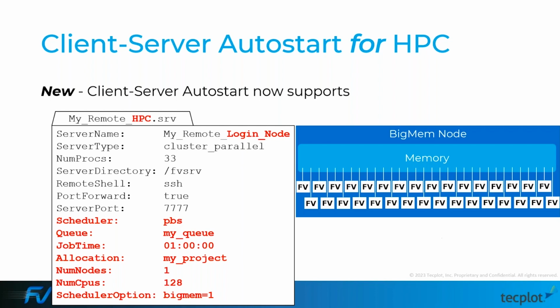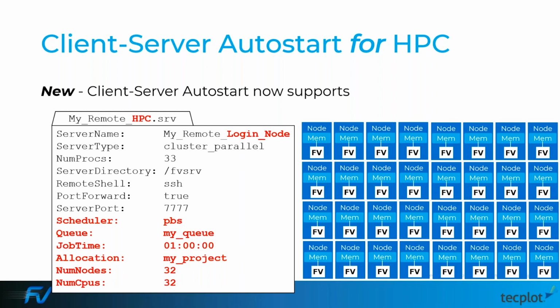And if we take the extreme opposite example, let's say that you're running on a cluster with only compute nodes, and the compute nodes have very little memory for each node. In that case, you may want to run a single FieldView server process per node to add up the memory from the maximum number of nodes so that you have enough memory for loading the entire case. So here we are matching the number of CPUs and number of nodes to have a single process per node.